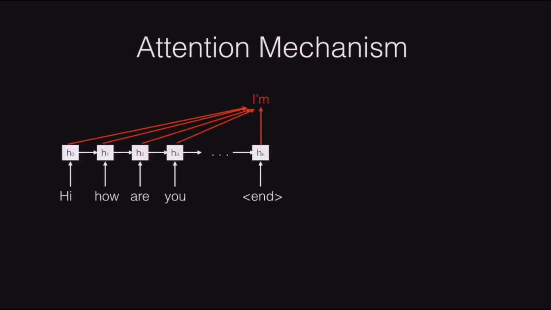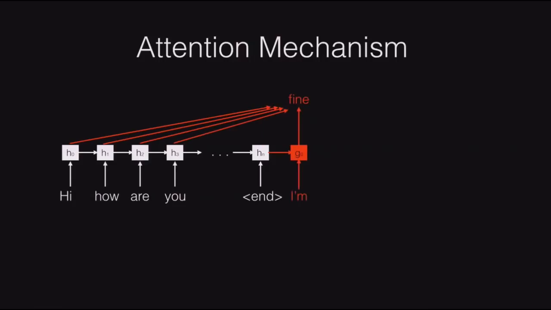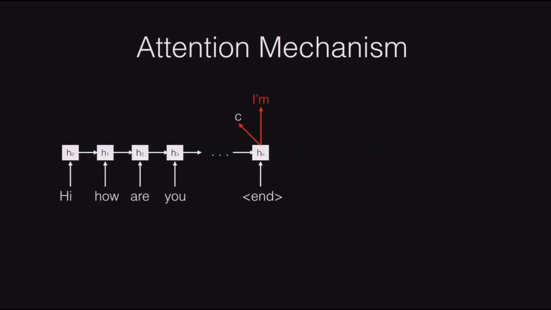Every time before you make a prediction, let's say you predict the word am, you want to look again at all the hidden states so far. You want to look at all what you see in the input so far. Same when you do fine, you also want to see all the hidden states of the input so far, and so on. Now, how do you do that as a program?